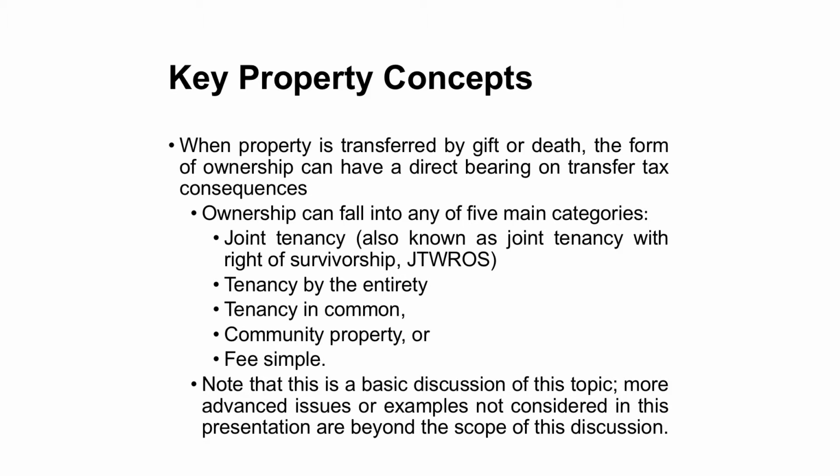5 different ways that property can be owned that are important to analyze with respect to the federal estate and federal gift tax. So these 5 types. We've got joint tenancy, also known as joint tenancy with right of survivorship, tenancy by the entirety, tenancy in common, community property, or fee simple.